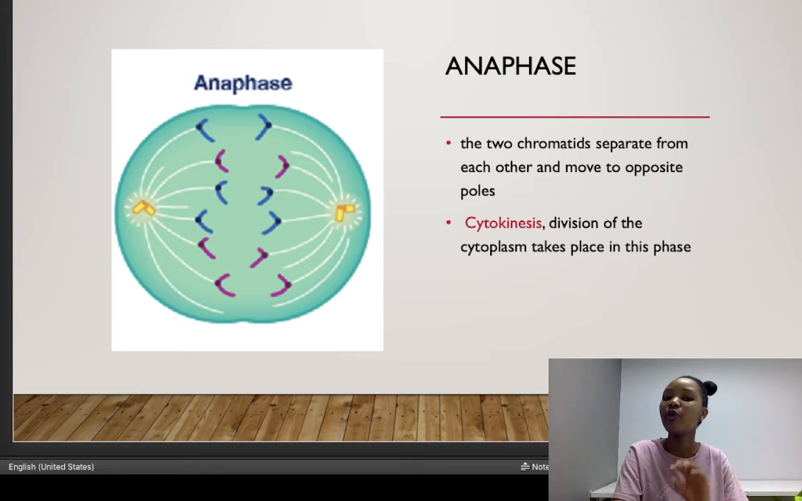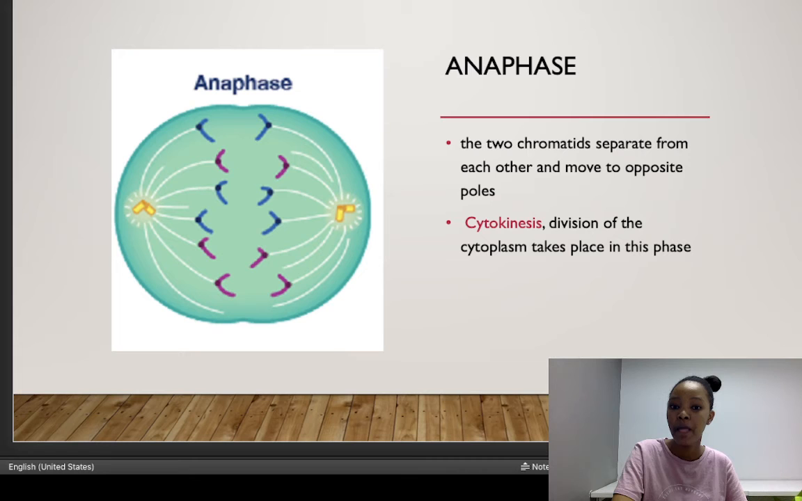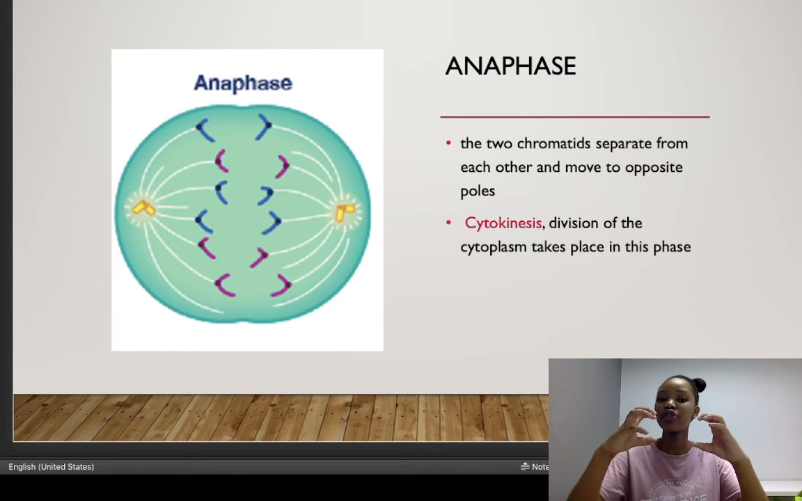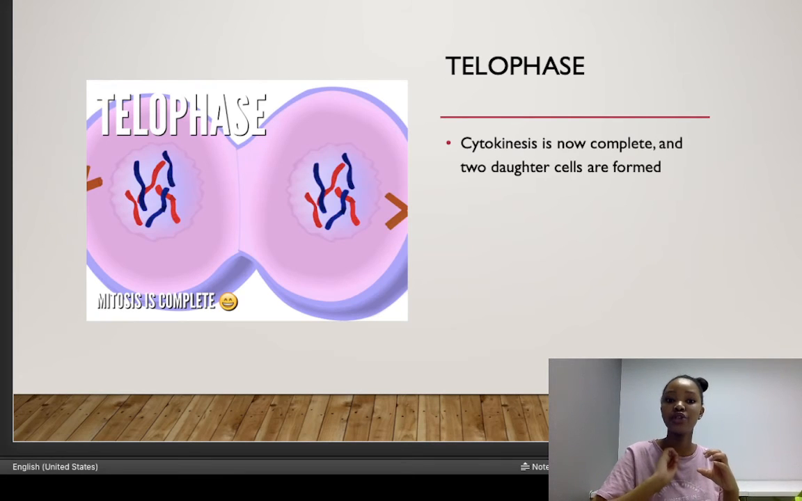Remember why we are having mitosis. We are trying to form two identical daughter cells, which are also identical to the mother cell. So now we have to divide the cytoplasm in order for us to have two daughter cells. As you can see here, now the two daughter cells are forming.